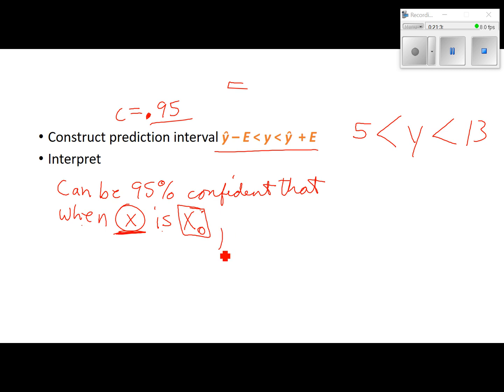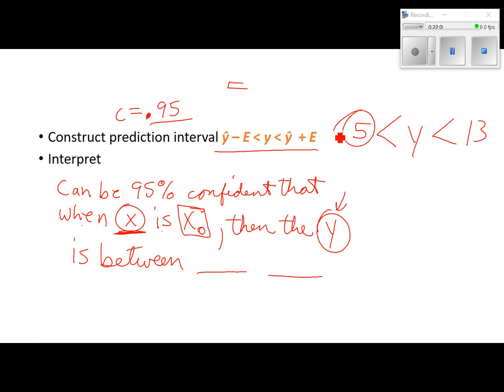Then you're going to say then the whatever y is between, so you put in whatever y is there, not just y, you put in what y stands for in the data is between, and then that's where you put in your two numbers from your interval. So in my case here, we'd say like 5 and 13. So we can be 95% confident that when x is whatever it is that they tell us, then the y is going to be between your interval there, 5 and 13 or whatever the interval came out to be.